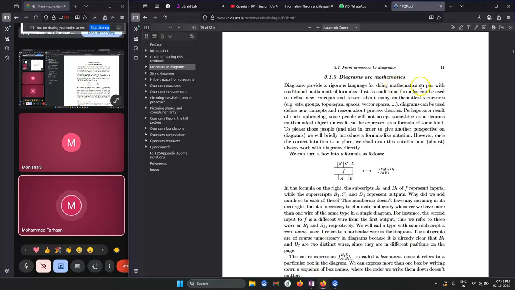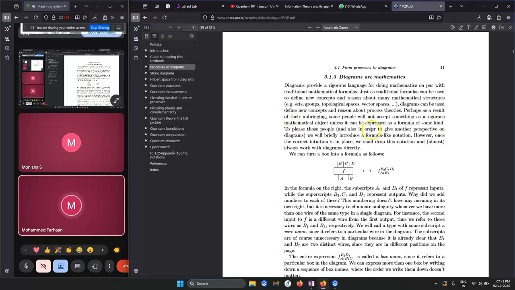Diagrams provide a rigorous language for doing mathematics on par with traditional mathematical formulas. Just as traditional formulas can be used to define new concepts and reason about many mathematical structures, like sets, groups, topological spaces, vector spaces, diagrams can be used to define new concepts and reason about process theories. Perhaps as a result of their upbringing, people will not accept something as a rigorous mathematical object unless it can be expressed as a formula of some kind.